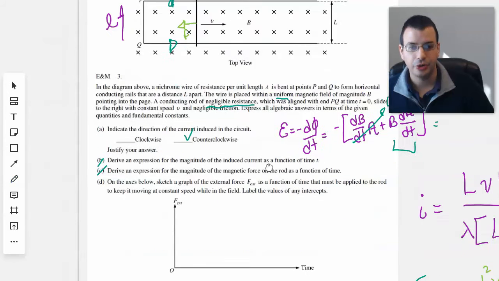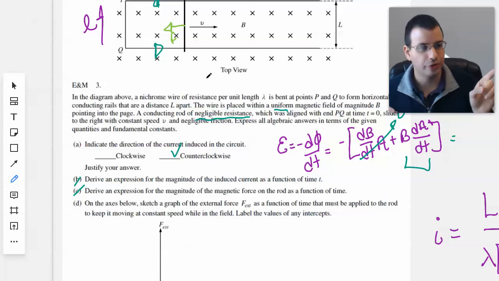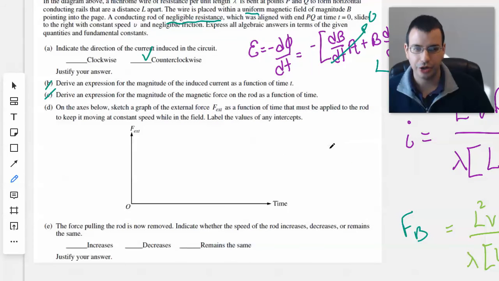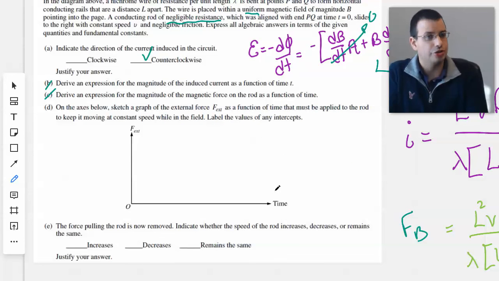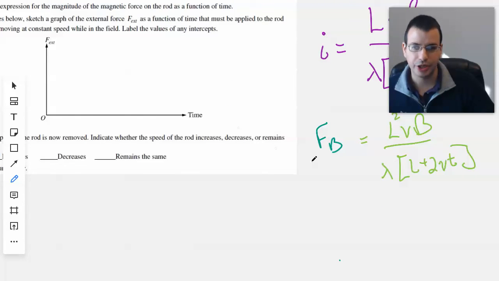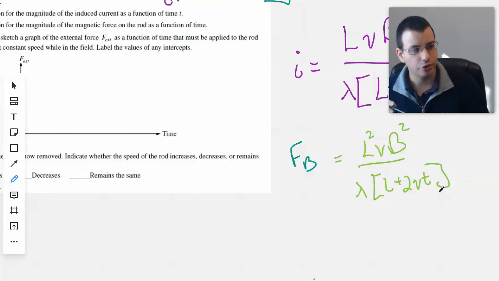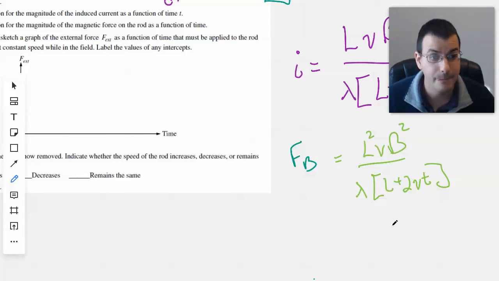And so the F external, for a constant speed, the acceleration equals 0, force equals mass times acceleration, so the external force has to equal the induced force. So what we're basically going to do is just graph the induced force and say, here's your external force. And so we have force up here, and then we have time on this axis. So we're just going to look at this equation as time gets big.